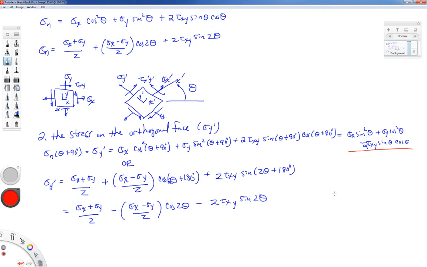And in terms of the double angle, we end up with shifting our trig functions by 180 degrees, which changes the sign of the cosine and the sine function. So we end up with sigma x plus sigma y over 2 minus sigma x minus sigma y over 2 cosine 2 theta minus tau xy sine 2 theta.